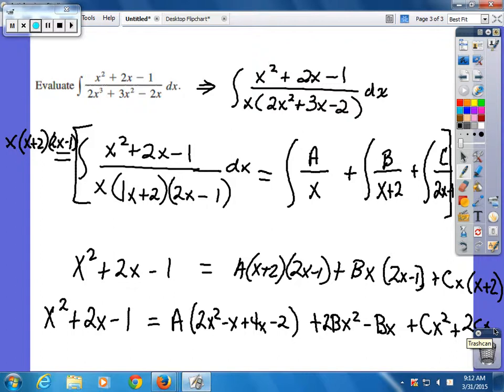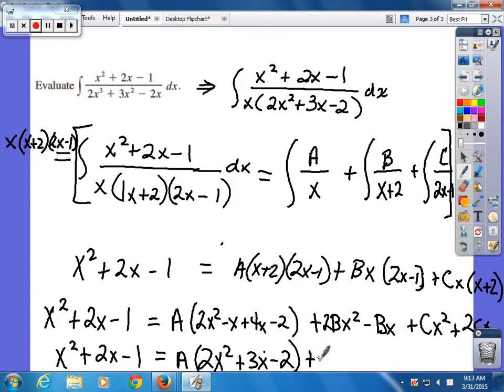And then we gotta condense this down, so maybe we can get the last one, take over to the other page. X squared plus 2x minus 1 is equal to a times 2x squared plus 3x minus 2, plus 2bx squared minus bx plus cx squared plus 2cx. I don't even know why I'm trying this. I know it won't work.